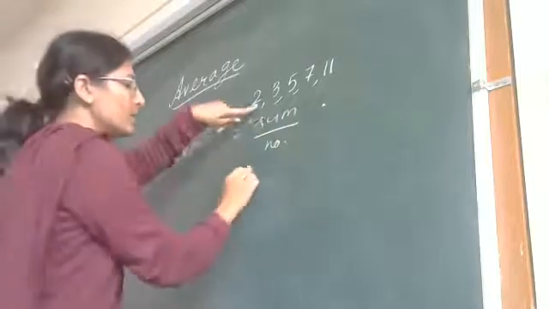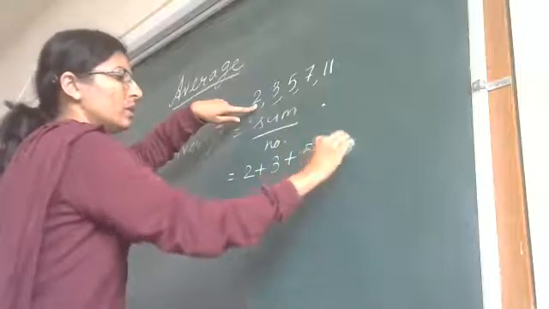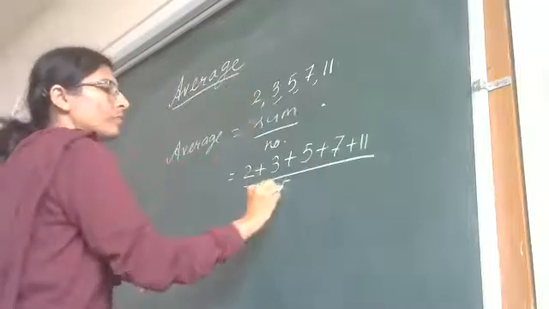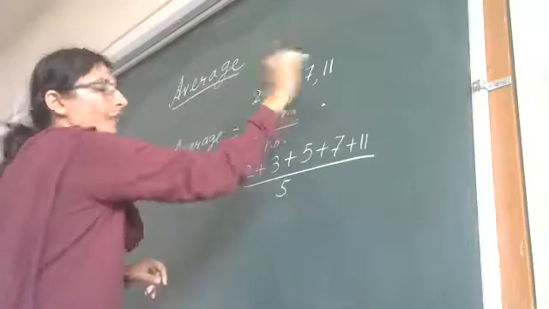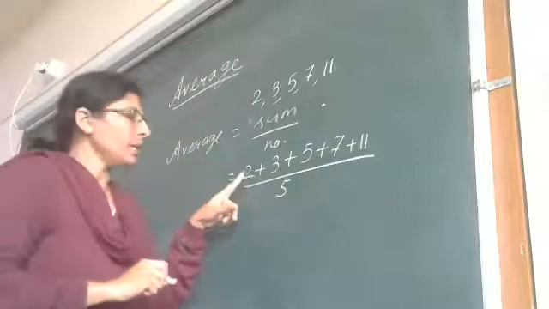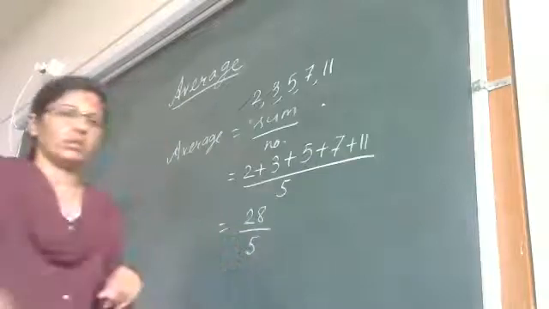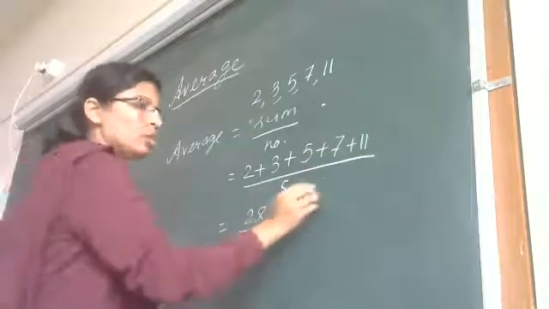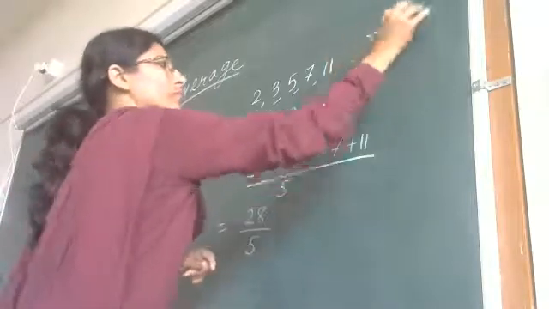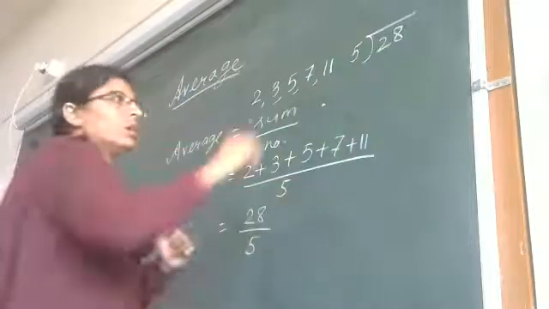So sum means you have to add these: 2 plus 3 plus 5 plus 7 plus 11, divided by the number of prime numbers, 1, 2, 3, 4, 5. So what will come here? 28. So when you divide it, total is 28 and the average is 5.6.